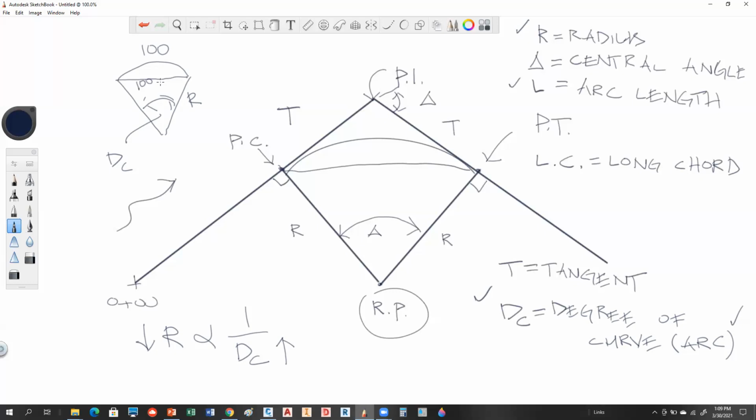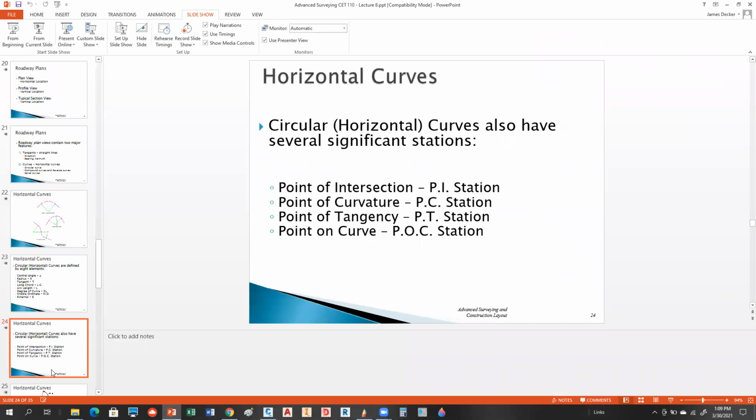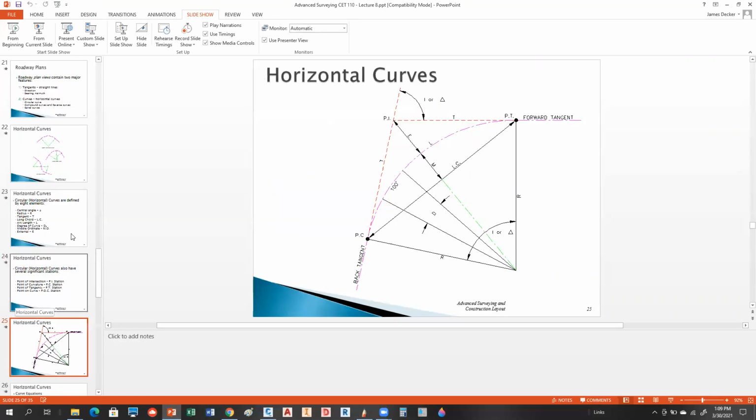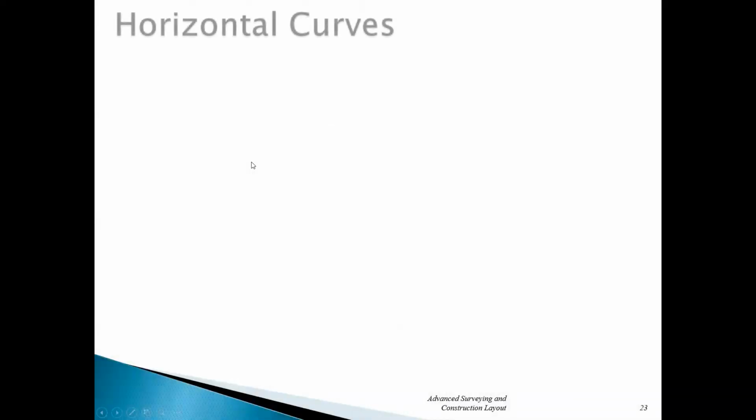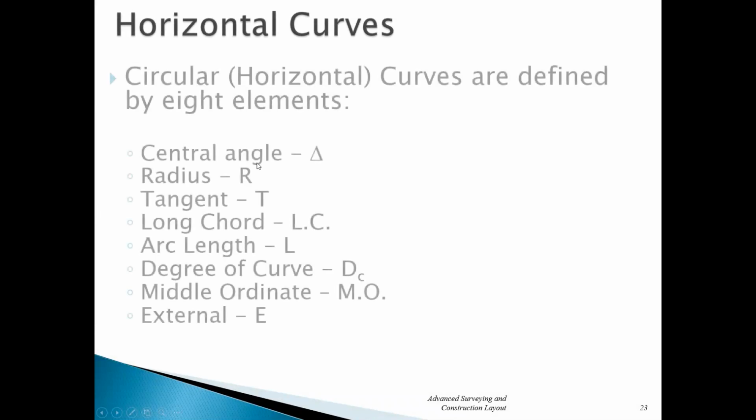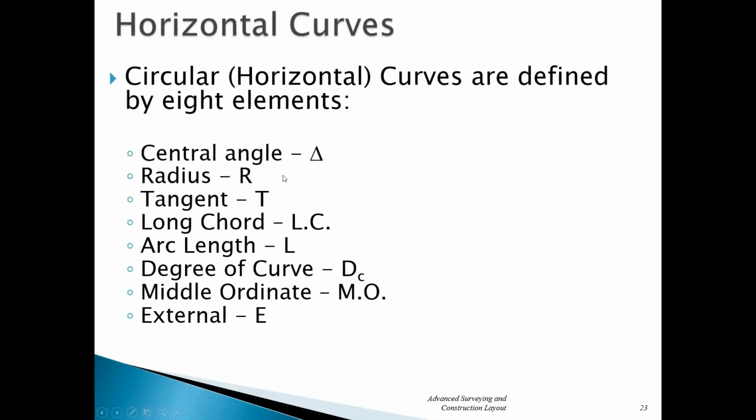So let's see how this all interrelates. Now there's a couple of other ones on here that I've got. We're not going to need them, but delta and R, those are your two major things, okay? Most people use those extensively. Then T, long chord, length of arc, degree of curve. Then you have these other less useful ones, middle ordinate and the external secant. We don't even really need to look at those.